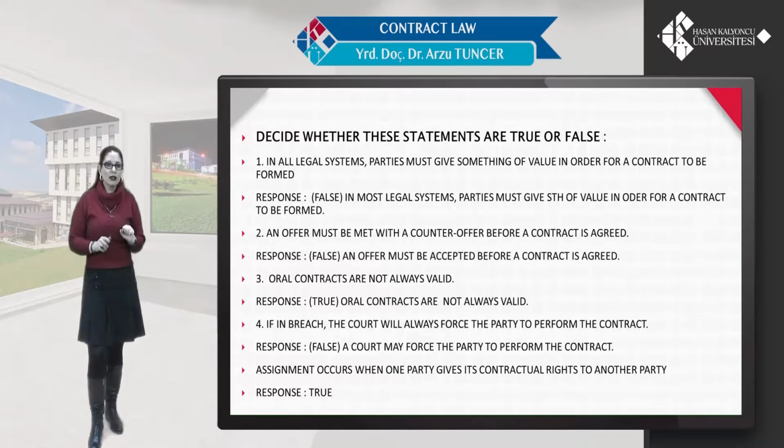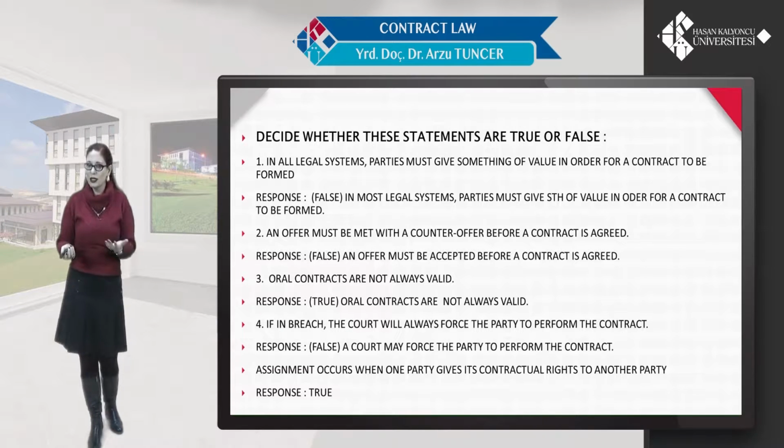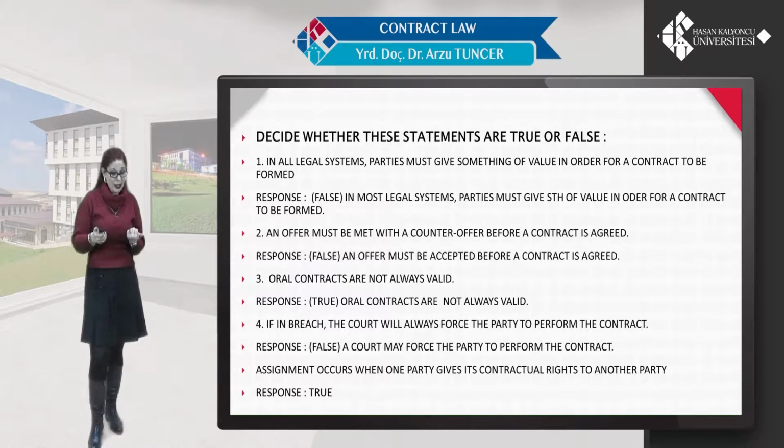Assignment. Okay, another one. Assignment occurs when one party gives its contractual rights to another party. I'll repeat again. Assignment occurs when one party gives its contractual rights to another party. Is it true or false? Yes, it's true. Well done.